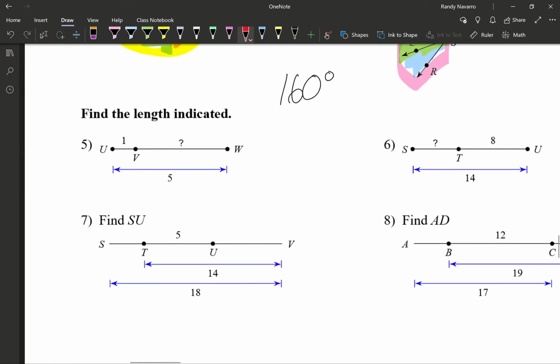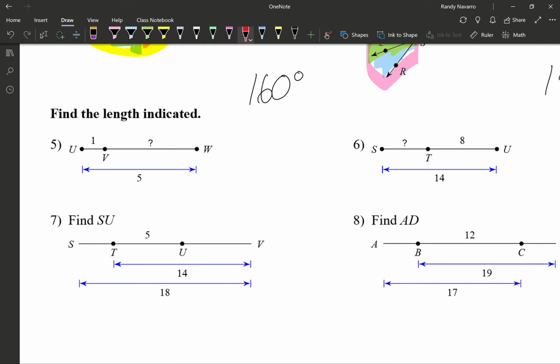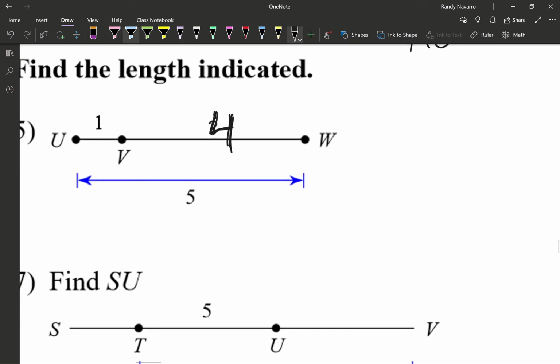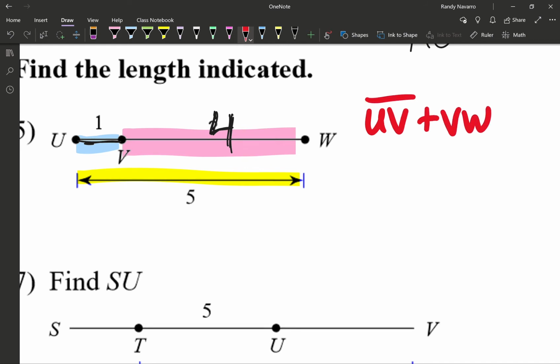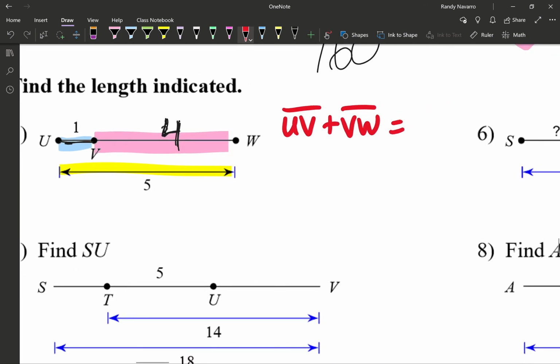Here we have the segment addition postulate, and I know what you're thinking. Mr. Navarro, isn't this just 1 plus 4 equals 5? Yeah, I get it, I get it. But I need that geometry, folks. I need this piece plus this piece equals this piece. I need UV plus VW equals UW. That's 1 plus X equals 5.